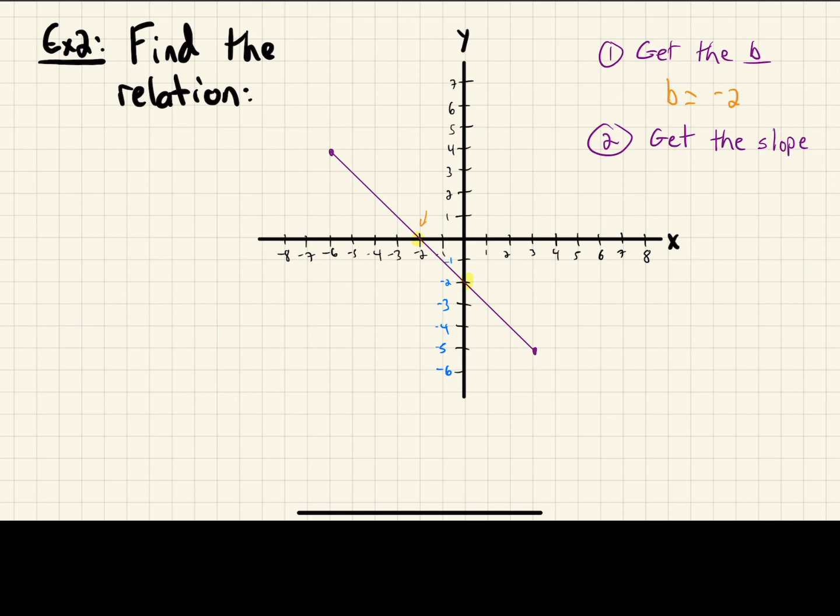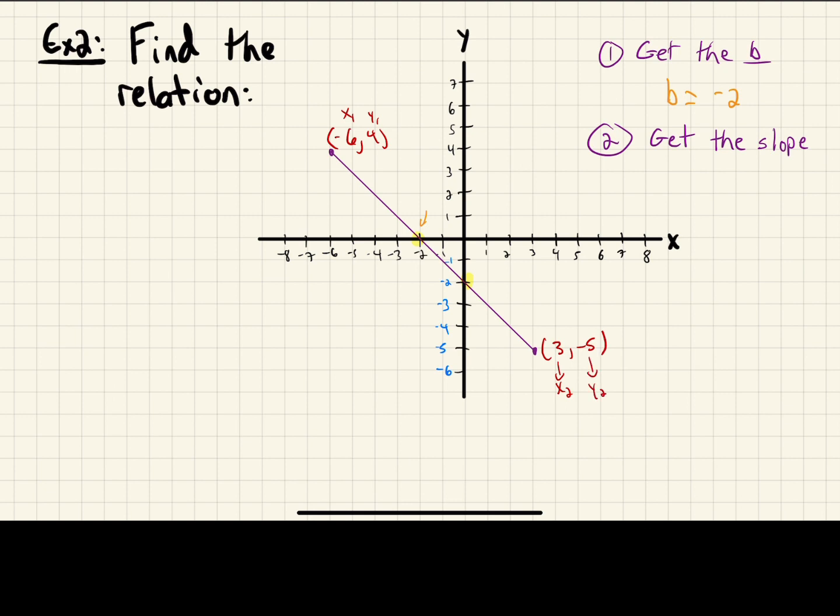So on the left over here, I see I have a point at -6 for my x1 value. And it looks like it's a +4 for my y1 value. And then over here, I have +3 for my x2 value. And then I have a -5 for my y2 value.